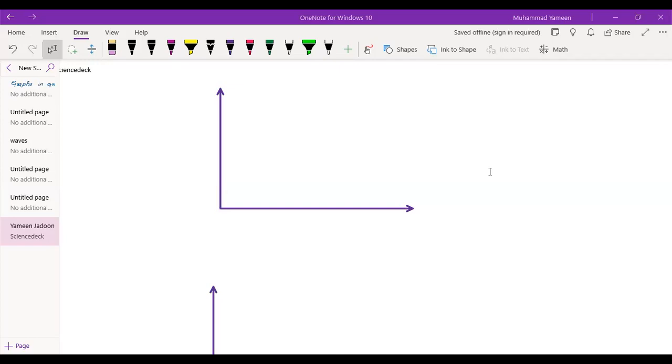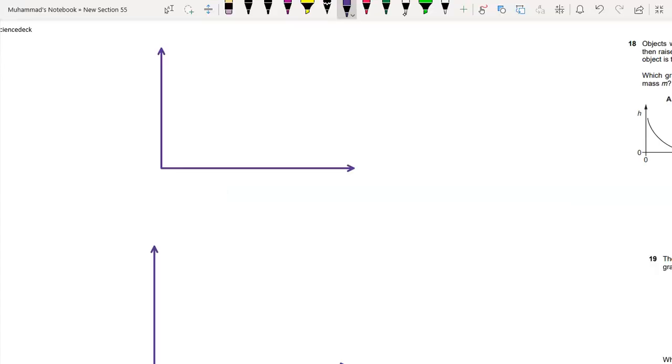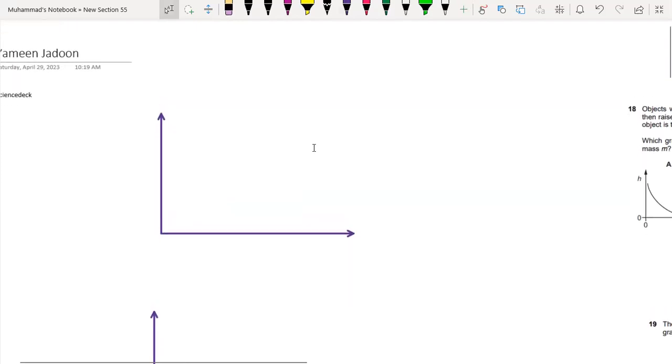And in this lecture I will discuss all types of graphs used in AS physics. So let's start. First of all, I will discuss linear graphs.